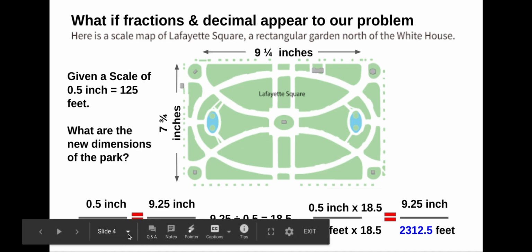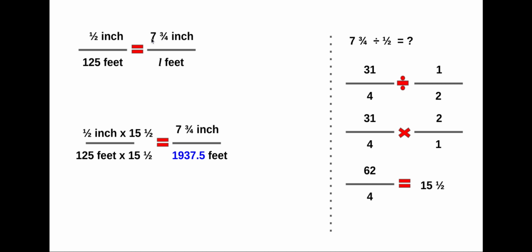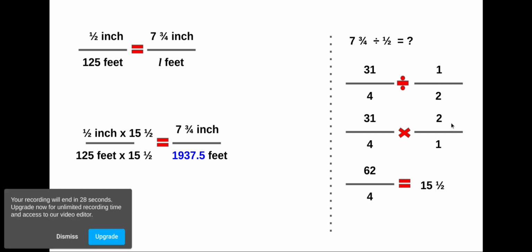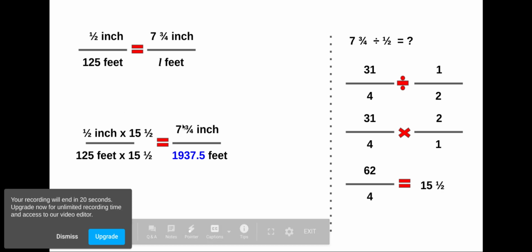Let's talk about our width. Once again, we'll approach the width from a fraction mindset. A half inch equals 7 3/4. How many times does a half inch fit into 7 3/4? Well, 7 3/4 divided by 1/2. Change this to an improper fraction, which is 31 over 4, divided by 1/2. Keep, change, flip. 31 times 2 is 62, 4 times 1 is 4, and 62 divided by 4 is 15 and a half. So we multiply a half by 15 and a half to get 7 3/4, and 125 by 15 and a half to get 1,937 feet and 6 inches.